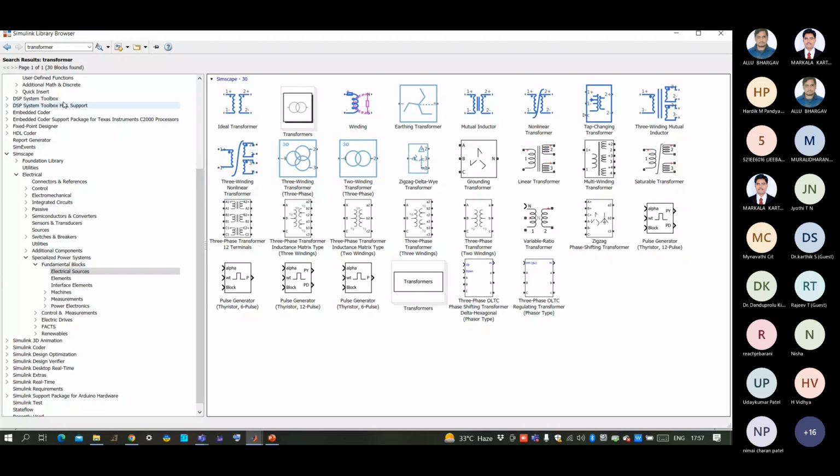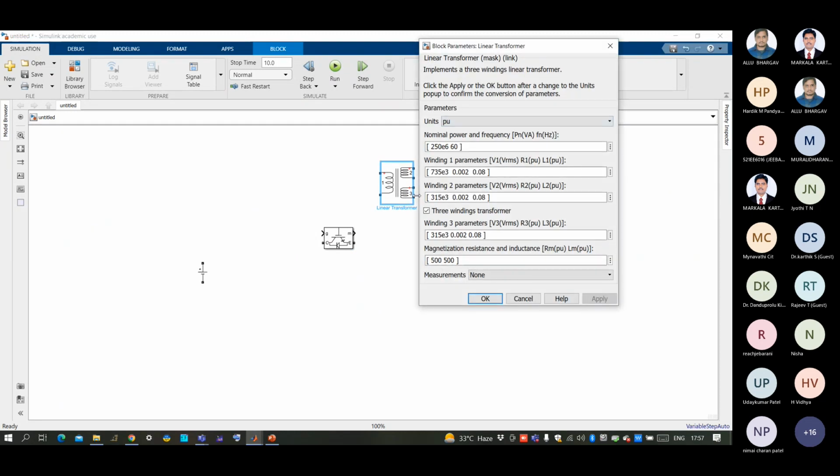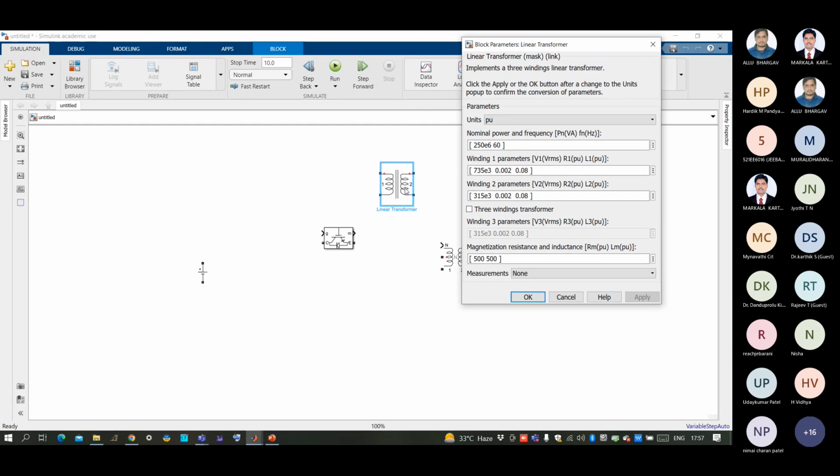Next, what else do we require? RLC. See here, one more thing I need to tell you: we have a linear transformer, and we also have a variable ratio transformer. So let's see the difference between these two elements. In the linear transformer we have three windings. As of now we require only two windings, so we'll remove the checkbox for 3-winding transformer and apply. You can see only two windings have come now, and the third winding has been removed.